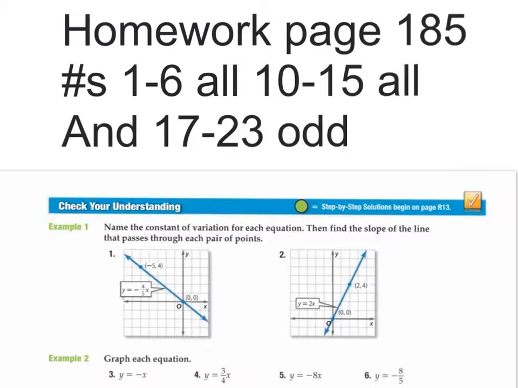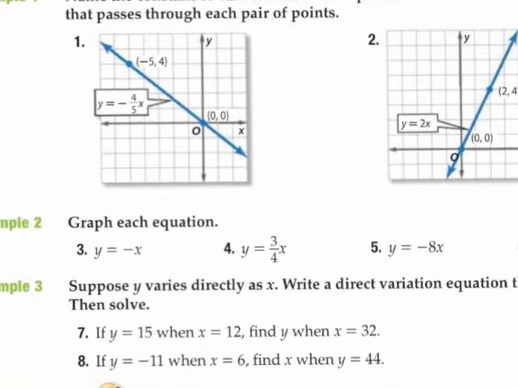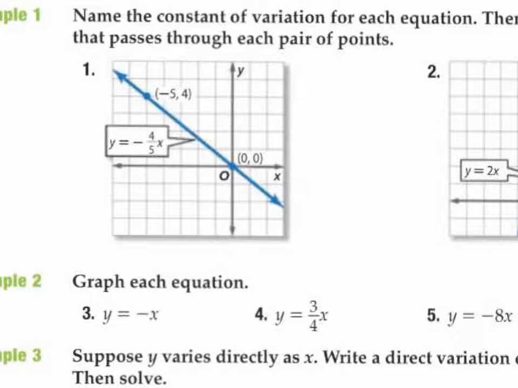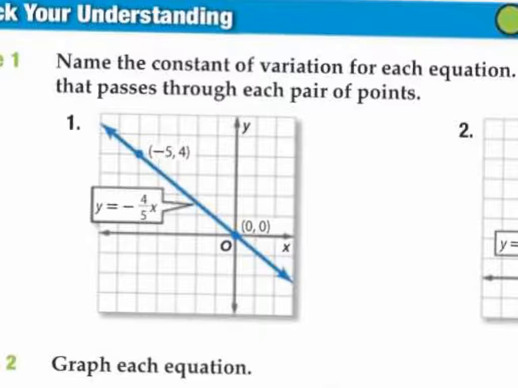It's really easy, 1 through 6. Let's do a couple of these on 1 through 6, and you'll see how easy this assignment is. So they already give you the equation. They already give you the equation of the line. They give you coordinates of the line. They're asking for the constant of variation. The constant of variation is the number in front of your x. So just remember, the constant of variation is really your slope.